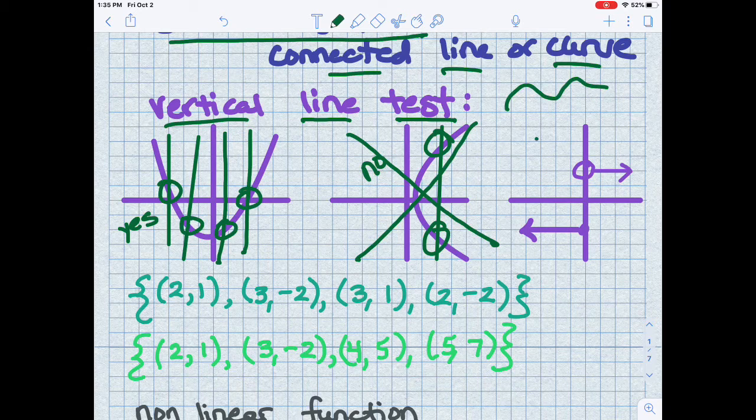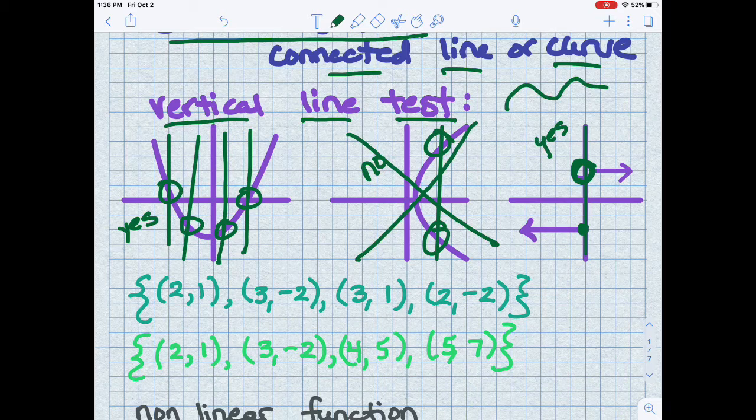Here, this one would be fine because here I have a dot, and right above it, I have an open circle, which means it does not include that place. So even though I can draw this line down like this and cross this dot, I'm not crossing anything when I get here. So this is a function.